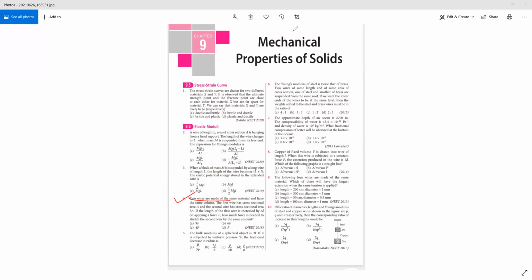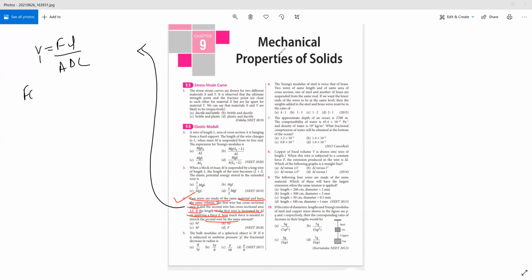Fourth one, two wires are made of the same material and have the same volume. The first wire has cross-sectional area A and the second has cross-sectional area 3A. If the length of the first wire is increased by delta L applying force F, how much force is needed to stretch the second wire? Fourth one we are solving. So we know Young's modulus is given by FL divided by area into delta L. Since the initial volume of the wires are the same and their areas of cross-section are A and 3A, therefore lengths are 3L and L we are taking.